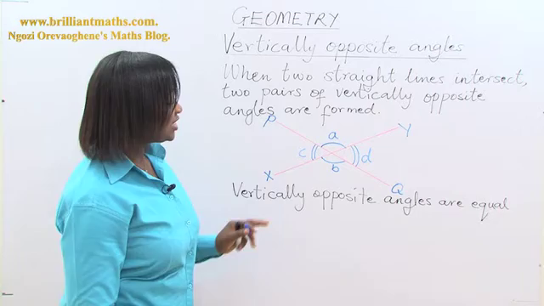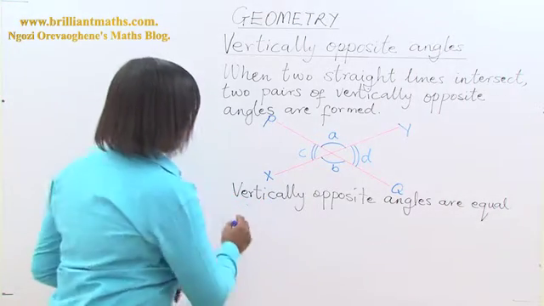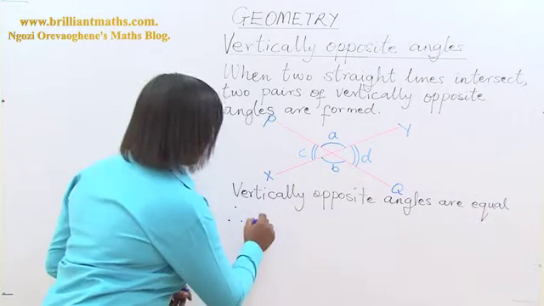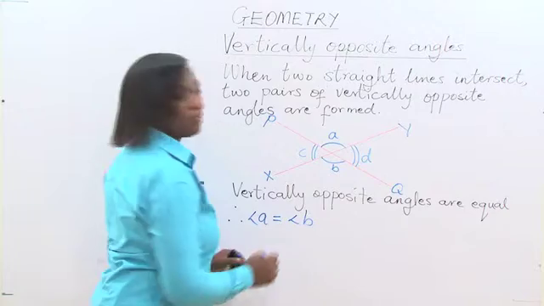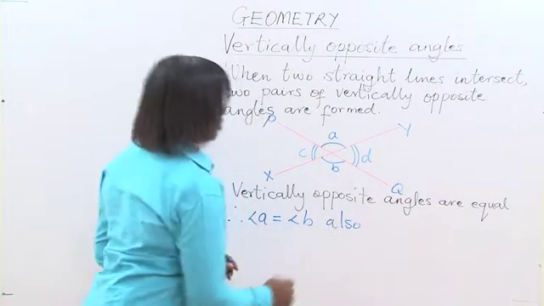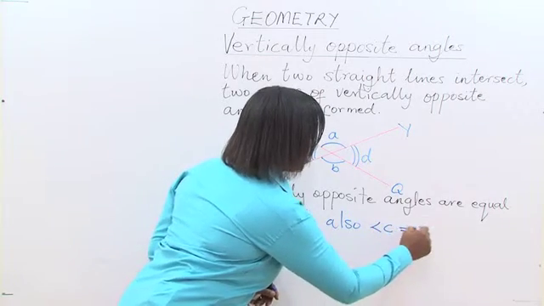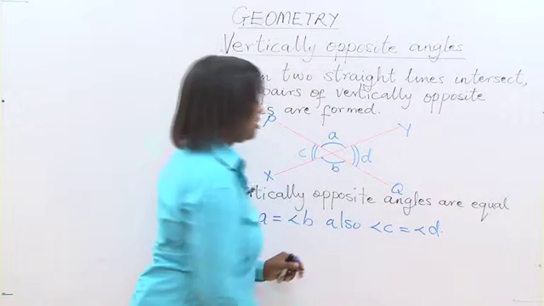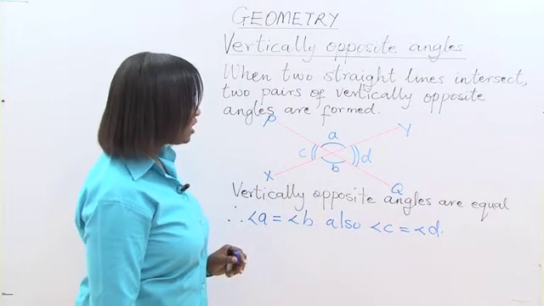From the drawing, we can see that angle A is equal to angle B. Therefore, we can say that angle A is equal to angle B. And also, angle C is equal to angle D. They are vertically opposite. What else can we see?